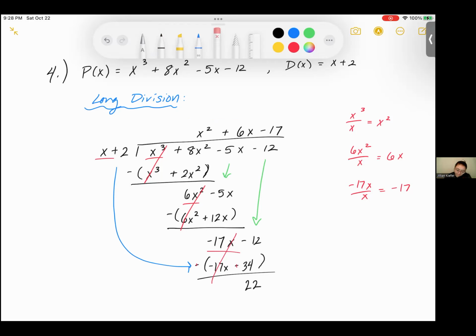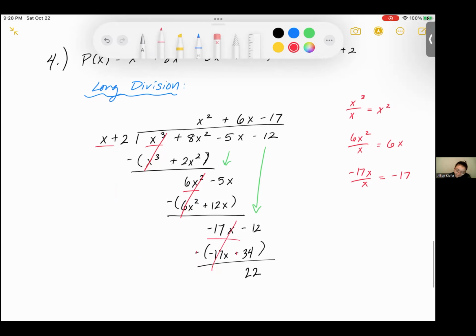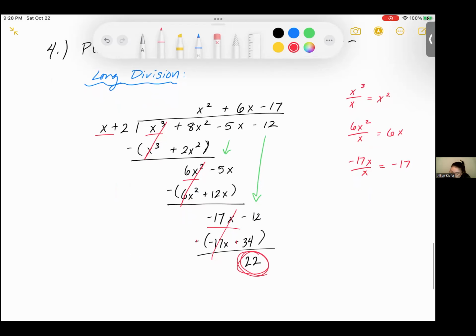So looking at our problem here, we have this final 22, and we can't go any further. There's no more terms that we could potentially divide into with x plus 2. Our answer is too small, which means that this is officially the remainder, or r of x. And this top portion will be the quotient.